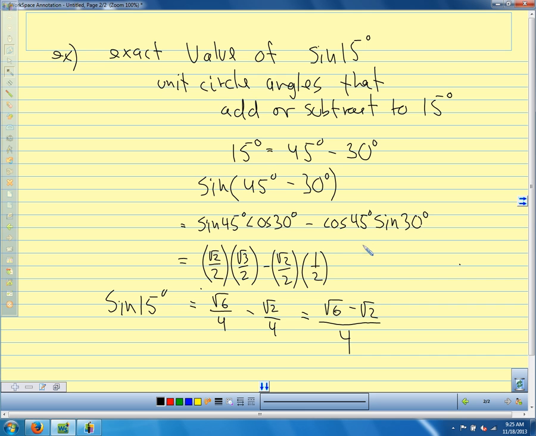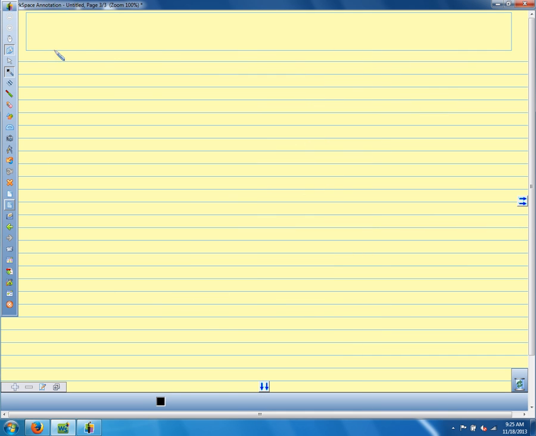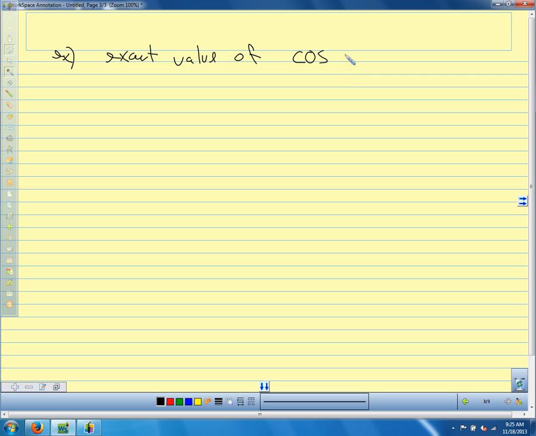All right, let's look at another example. All the textbooks like this particular example. We want the exact value of the cosine of 7 pi over 12. So we're looking for two unit circle angles that add or subtract to get us 7 pi over 12. Anyone think of what those angles could be? Pi over 6 and pi over 2?